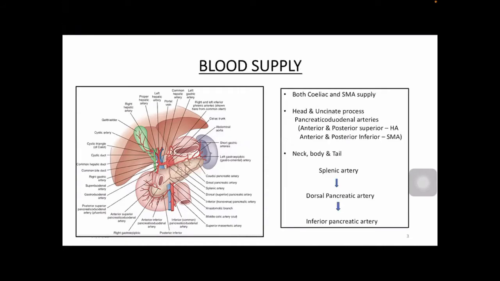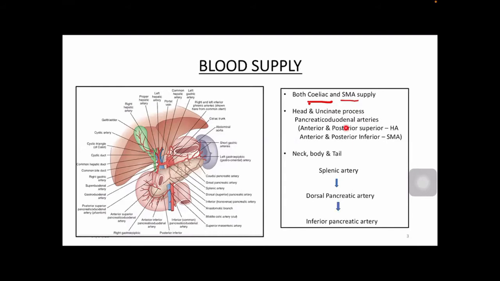Now the blood supply of the pancreas. The pancreas receives a dual blood supply. It receives blood supply both from the celiac axis as well as the SMA, the superior mesenteric artery. How does it receive from the celiac axis? Basically, the head and uncinate process receive blood supply from the pancreaticoduodenal arteries.